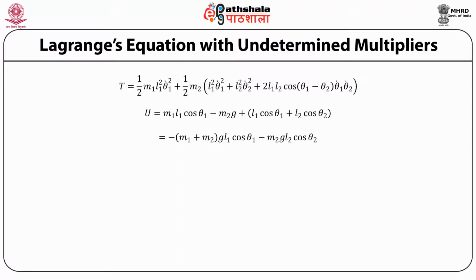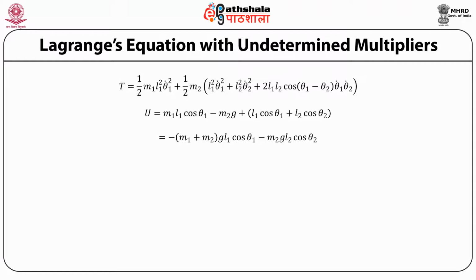So in terms of the generalized coordinates theta 1 and theta 2, the expression for kinetic energy takes the form T is equal to half m1 L1 square theta 1 dot square plus half m2 multiplied by (L1 square theta 1 dot square plus L2 square theta 2 dot square plus twice L1 L2 into cosine of theta 1 minus theta 2 into theta 1 dot multiplied by theta 2 dot).